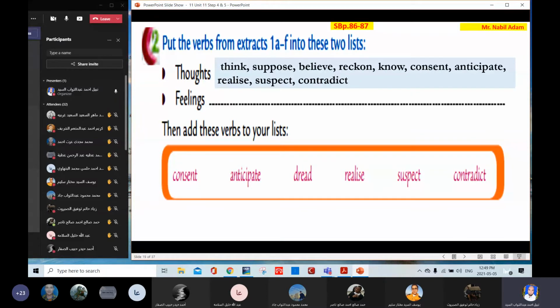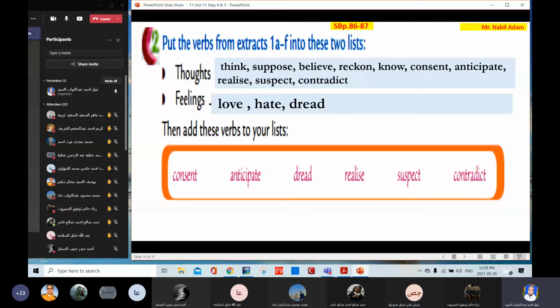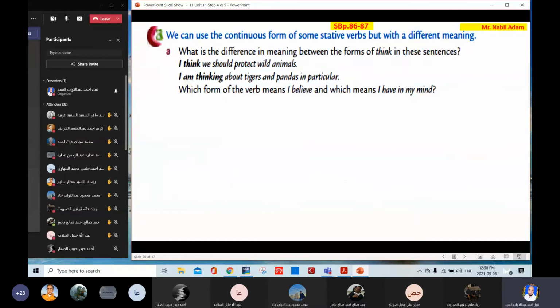And the verbs of feelings. Who can give me verbs of feelings? Yes, let's see. Jubran. Where is Jubran now? Yes, Jubran. Love, hate, dread. Okay, good. Love, like, hate, dislike, dread. Okay, very good.